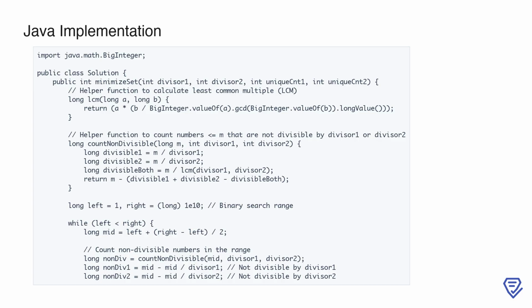With these helpers in place, we initialize a binary search range between 1 and 10 to the power of 10, setting up the framework to find the minimum possible maximum value efficiently. The while loop begins this search by calculating the midpoint of the current range, mid, and using count non-divisible to determine how many numbers within this range satisfy the divisibility constraints.